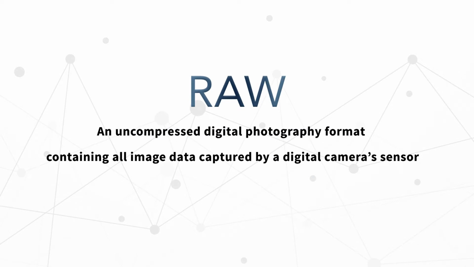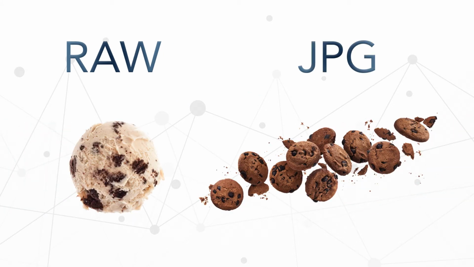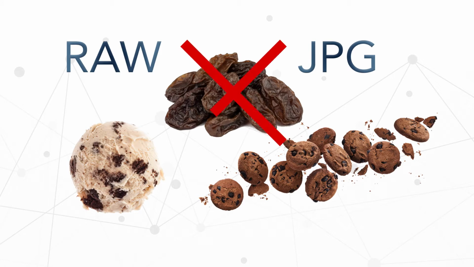to compare it to cookie dough versus a baked cookie. Cookie dough is the RAW format. The JPEG would be your baked cookie. You can't unbake a cookie. All the information has been compressed down to a usable file for your social media post or publications. RAW images, or the cookie dough, allows you to shape, add chocolate chips, whatever you'd like. Just don't add raisins because then it's not a cookie anymore, it's a fruit.